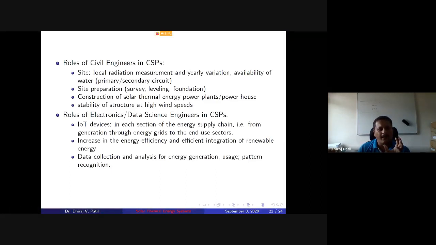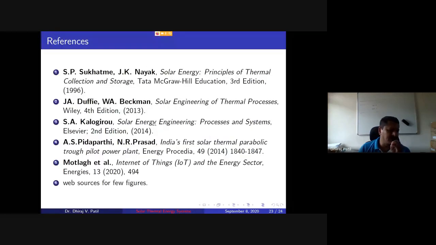So these are the references that I have taken. I have taken from web sources, and a few figures from some books. There is this review on IoT in the energy sector from 2020, and India's first solar thermal parabolic trough power plant in 2014, which was with IIT Bombay. You can see that.